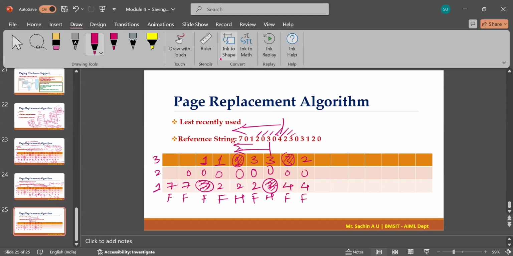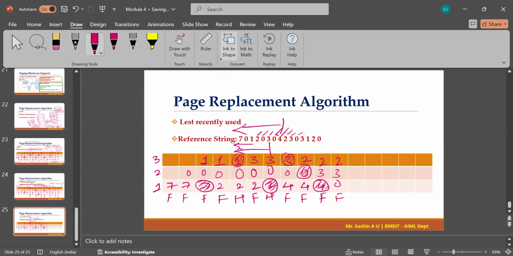Now the next frame I am asking for 3. So 3 is also not present, so I will mark it as fault. 2 was used, 4 was used. Instead of 0, I will replace this 3. Okay. And after 3, I will look for 0. Again, there is a fault, because 0 is not present over here. So in the past, 3 was used, 2 was used, 4 was the least recently used. So here I can replace 4 with 0, correct?